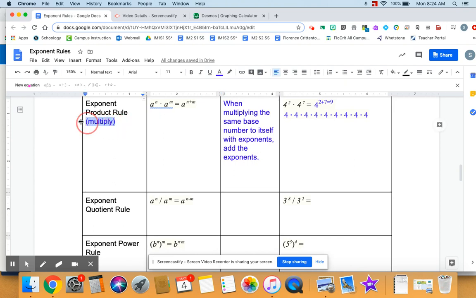All right. Next rule, exponent quotient rule. Quotient is just the big word for divide. So if we look here, if you have a to the power of n divided by the same base to another exponent, it's telling you that you end up subtracting them.